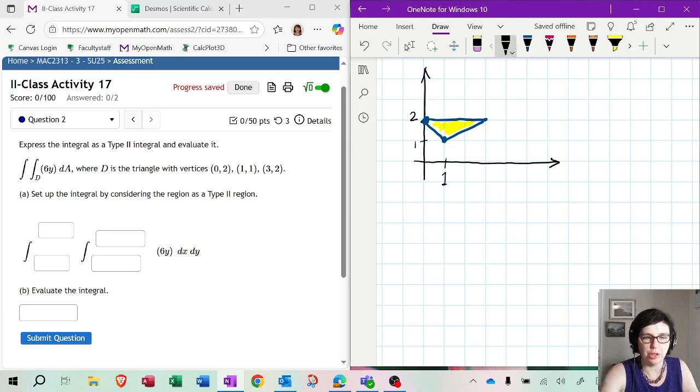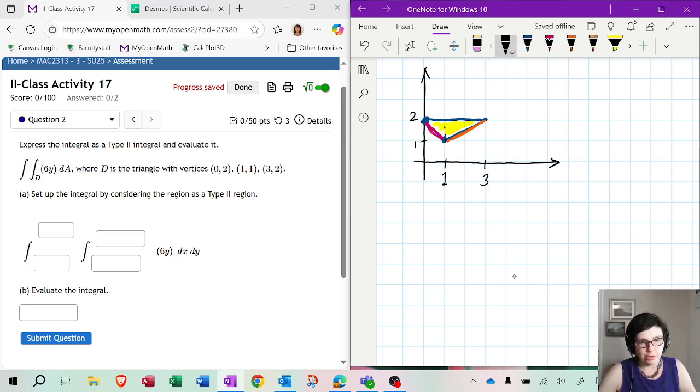A type 1 region means that you have one curve on the top and another curve on the bottom, which does happen here, but the problem is that the bottom curve consists of a piecewise defined function. Over here you have one line with one slope and y-intercept, and over here another line with a different slope and intercept. So with a type 1 strategy, you would have to break it apart here, go from 0 to 1 and evaluate that integral, and also go from 1 to 3 and evaluate that integral. So this is more difficult.